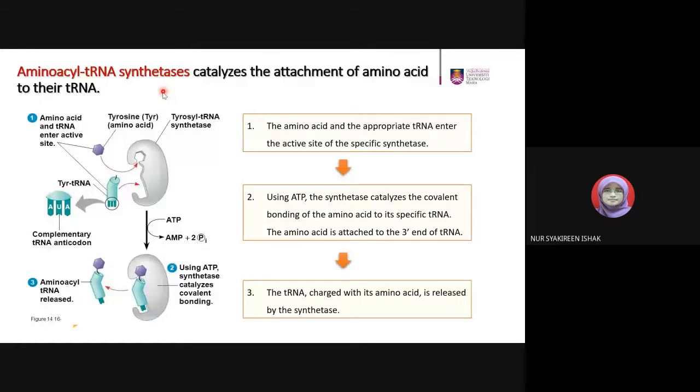In order to attach the amino acid to the tRNA, it requires energy. The energy comes from ATP, adenosine triphosphate. So using ATP, the synthetase catalyzes the covalent bonding of the amino acid to its specific tRNA. The amino acid is attached to the 3' end of the tRNA.